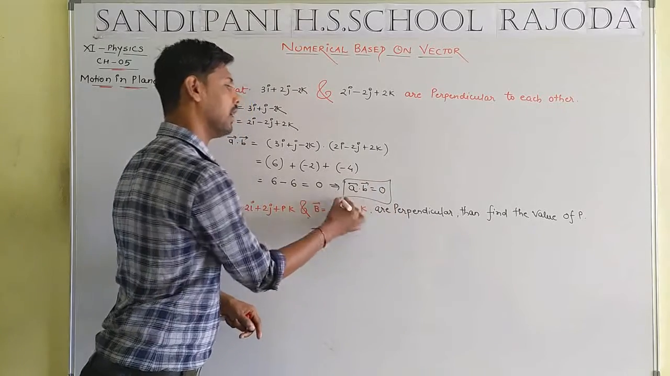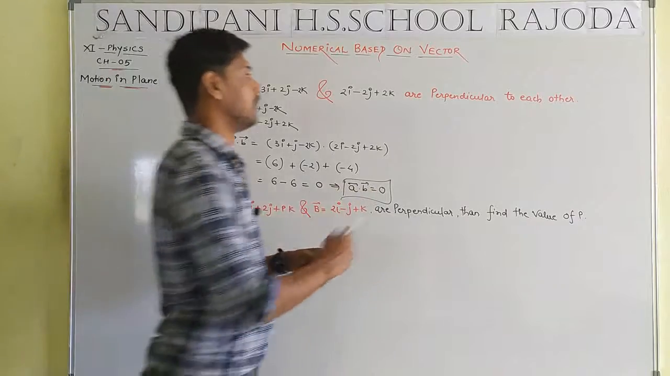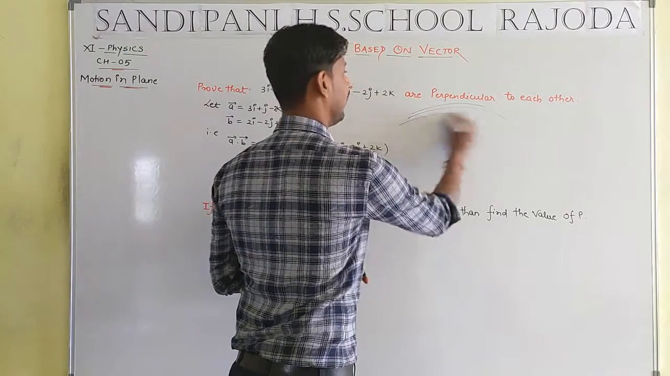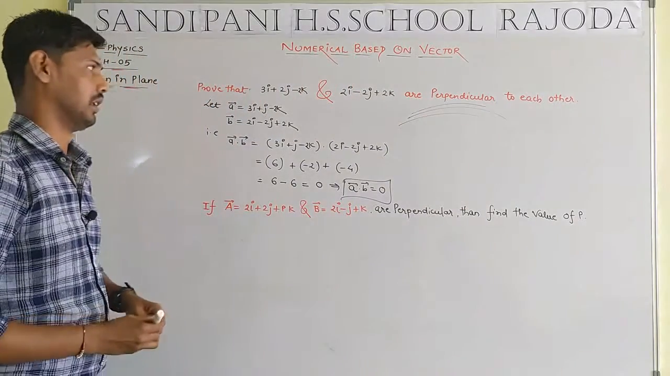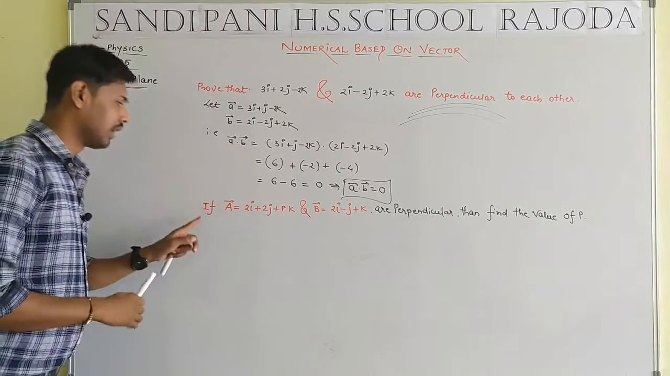What is the meaning of A dot B equal to 0? A dot B will be equal to 0. That means both are perpendicular to each other. Okay student, that is confirmed. Now we take another numerical.